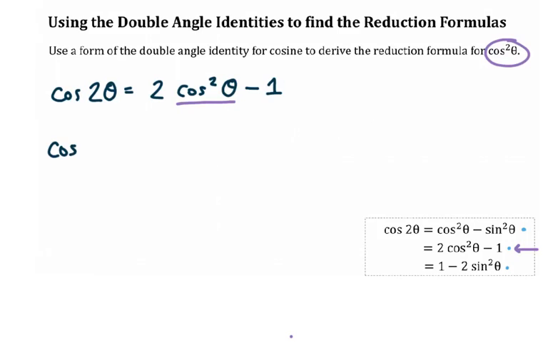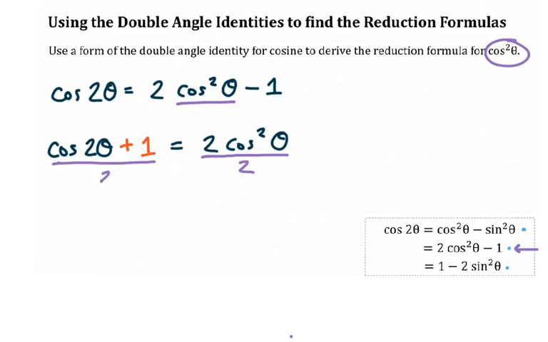So that'll tell me that cosine 2 theta plus 1 is equal to 2 cosine squared theta. It looks like just one more step is required to isolate cosine squared. Since it's being multiplied by 2, we'll divide by 2. That was needed on the right, so of course we'll do the same thing to the left.